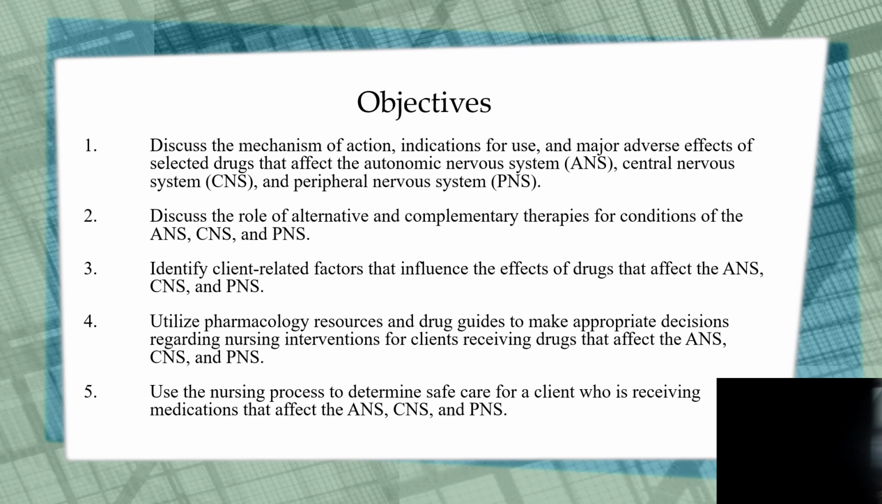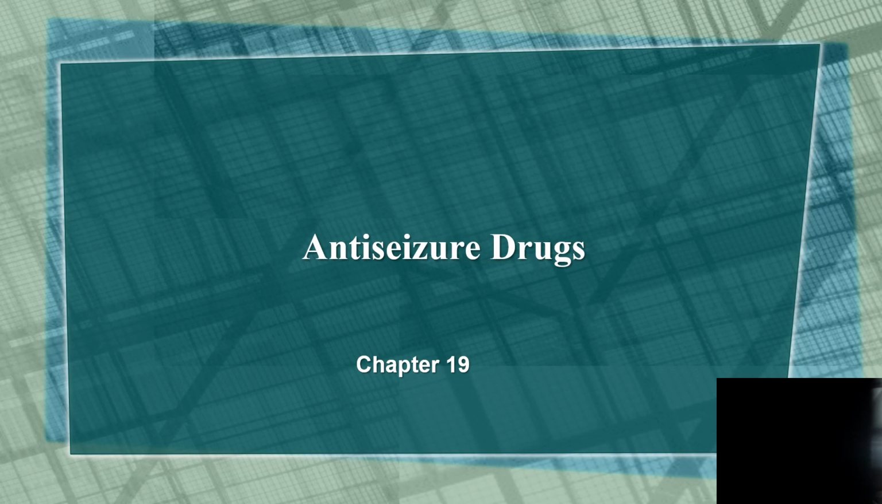And objective number 5, use the nursing process to determine safe care for a client who is receiving medications that affect the ANS, CNS, and PNS. I want to encourage you to review the objectives and try to formulate questions.